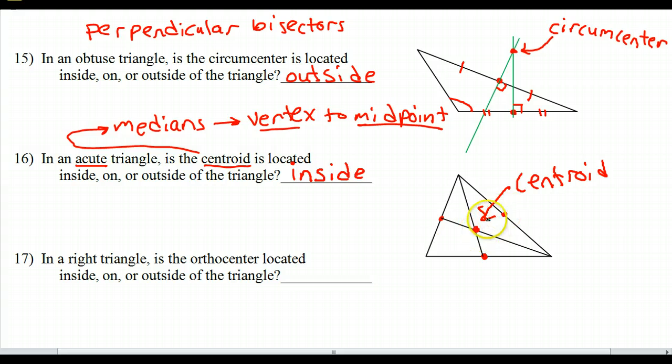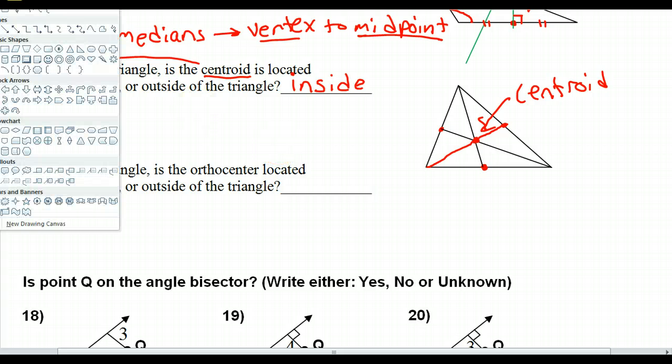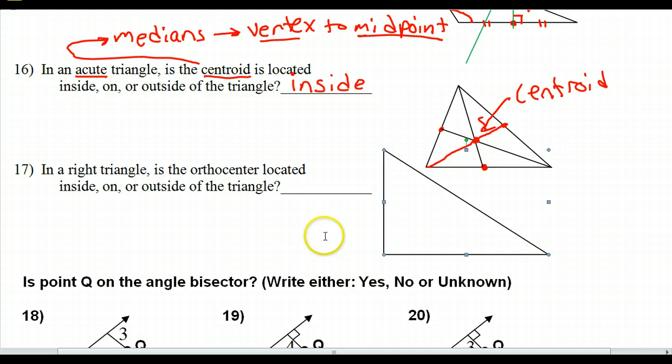I could do a third one, and it should meet at the same spot. But really two will do it. One more. In a right triangle, the orthocenter is located, blah, blah, blah. Okay, so let's get a right triangle going. Here's my right triangle. Okay. So there's my right triangle. This is 90 degrees. Now, this is supposed to be the orthocenter. So, orthocenter, that's altitudes.